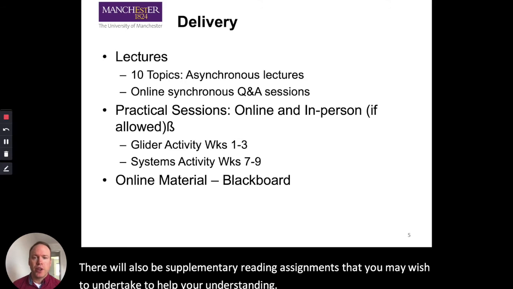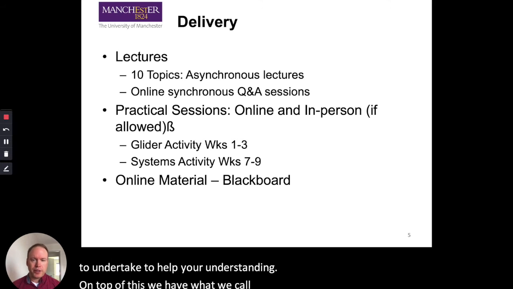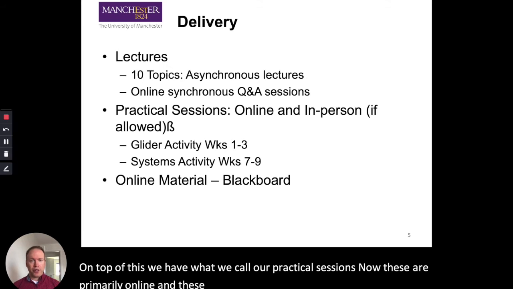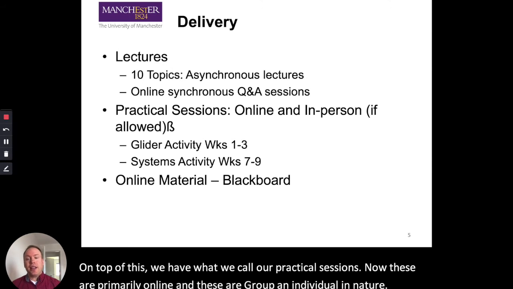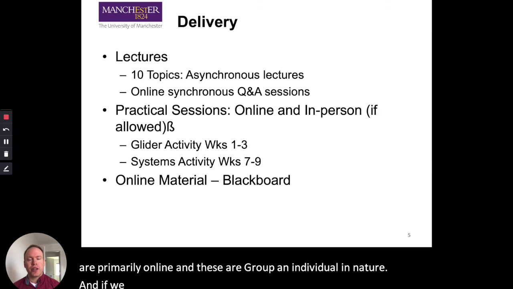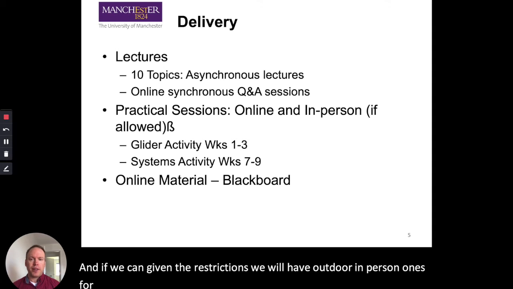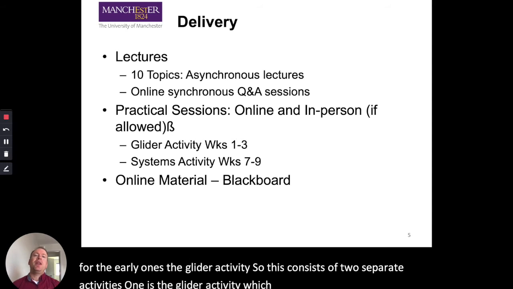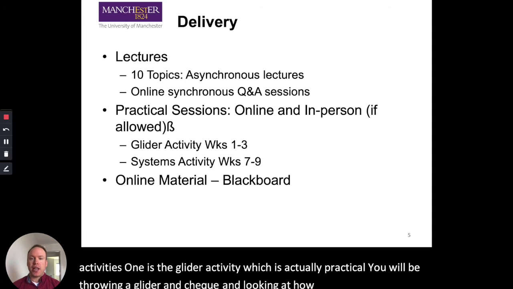On top of this, we have what we call our practical sessions. Now, these are primarily online, and these are group and individual in nature. And if we can, given the restrictions, we will have outdoor in-person ones for the early ones, the glider activity. So this consists of 2 separate activities. One is the glider activity, which is actually practical. You will be throwing a glider and looking at how it performs and understanding its behavior.